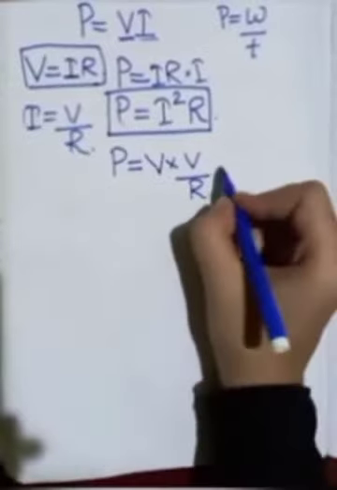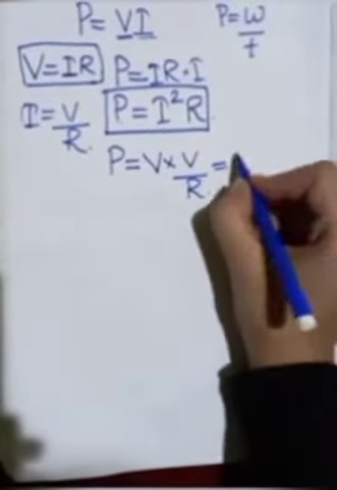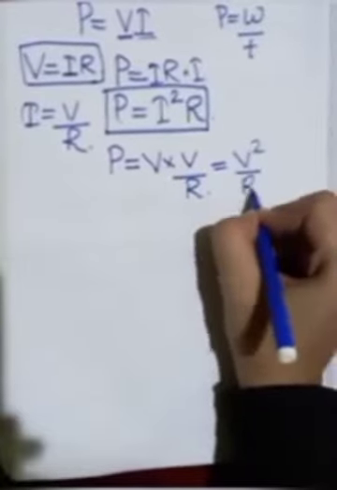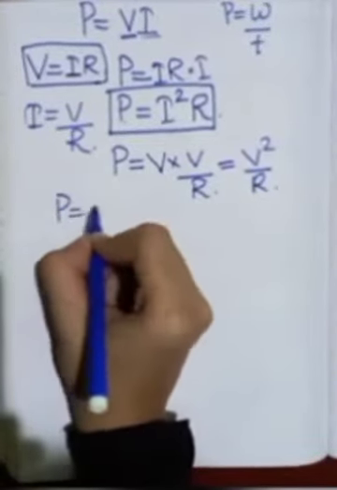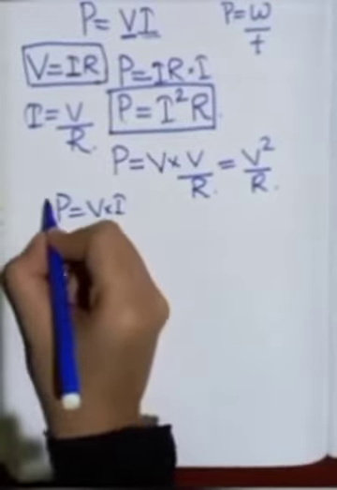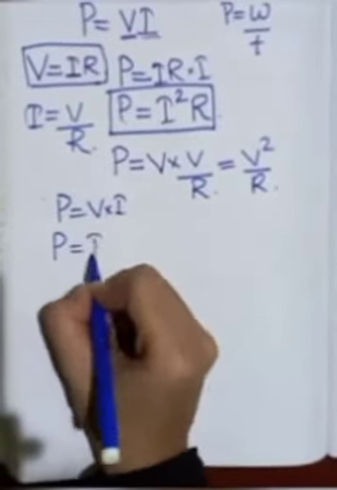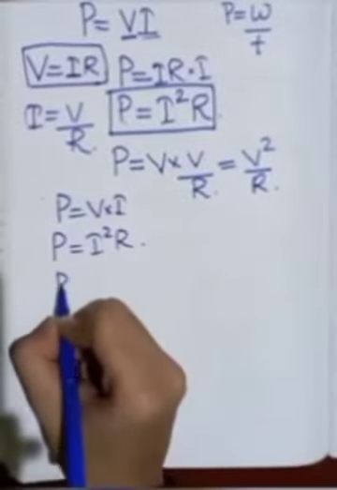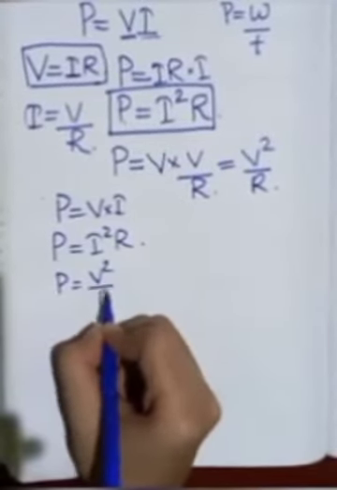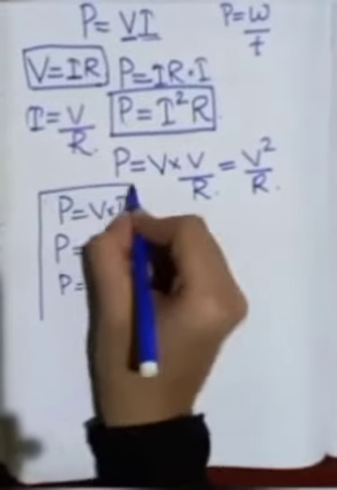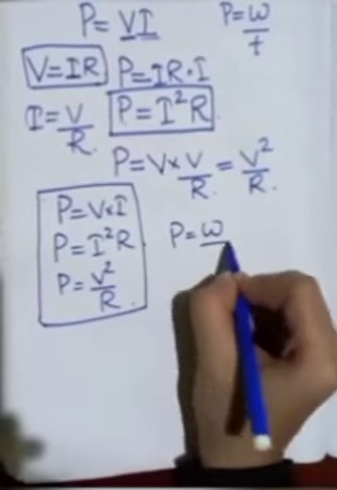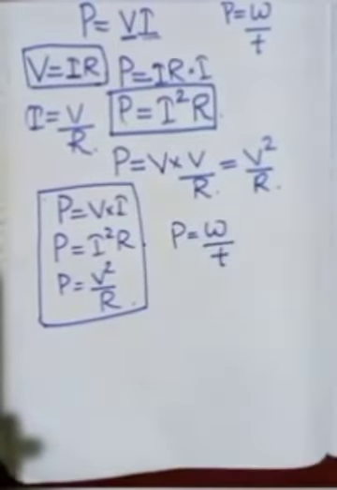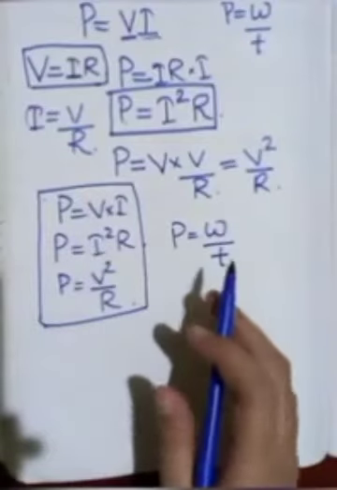Okay. Then V into V, it is V square by R. Here we get 3 equations for power, that is P is equal to V into I, P is equal to I square R and P is equal to V square by R. This is very important, and there is another equation also, P is equal to W by T, that is work done by time. We have to do some problems relating to these equations.